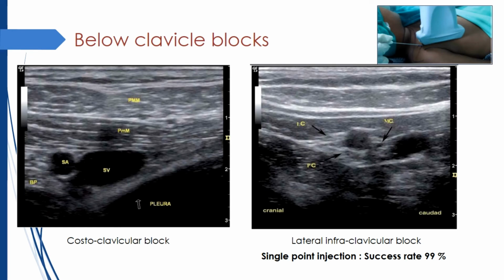Coming to the below clavicle blocks, costoclavicular block or lateral infraclavicular, yes, both can be used in children. We can either use a single point injection in the lateral infraclavicular block, which has also been shown to give a success rate of 99%. But because we can visualize the drug spread, if you feel that the single point injection is not giving an adequate drug spread, try to maneuver the needle towards the other cords too.